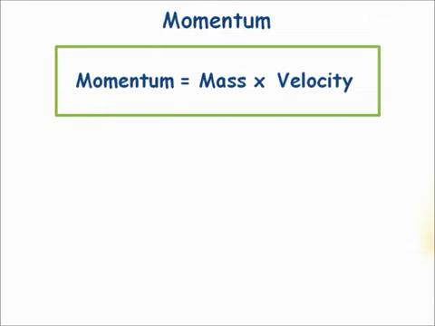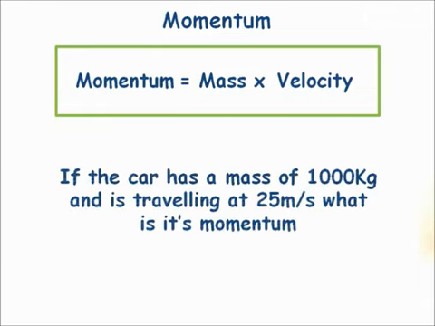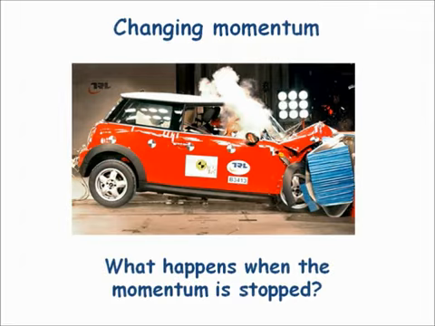If our car weighs 1,000 kilograms and it is travelling at 25 meters per second, what is its momentum? That's right, you've got it. 25,000 kilograms meters per second.